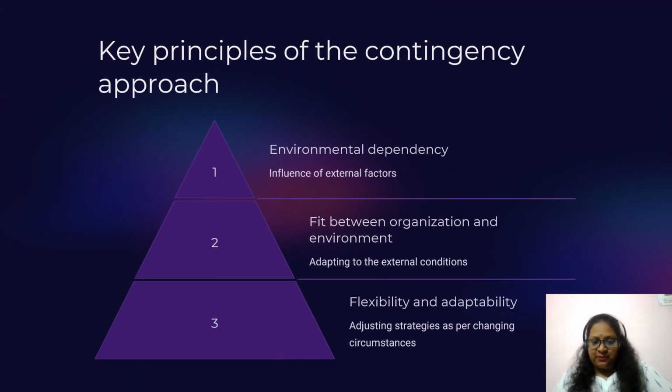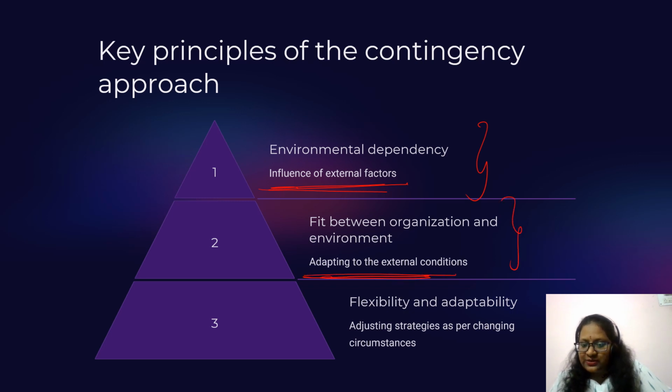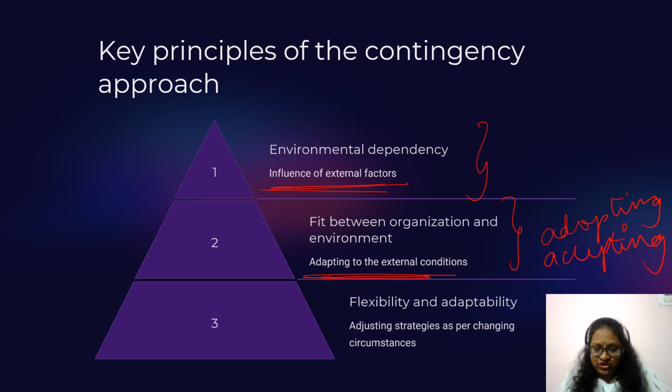Key principles of the contingency approach. Environmental dependency: as I said, there are a few factors that influence organizational behavior. It might be the cultural factor, the society factor, or the government factor. We would be learning about them in detail. Fit between organization and environment, adopting the external conditions. How a human is adopting these kinds of conditions and how he is accepting these changes is also observed in this approach. Flexibility and adaptability: adjusting strategies as per changing circumstances. How is a human accepting these changes which are made?